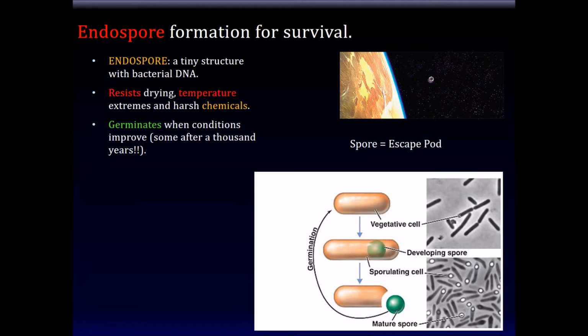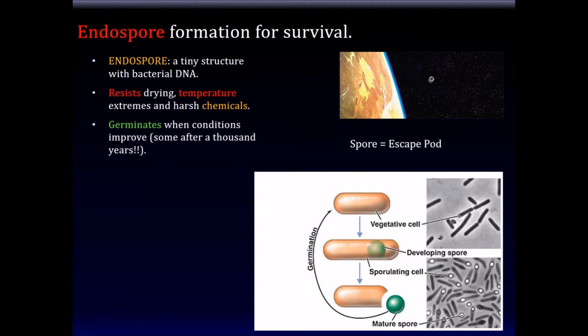Endospore formation for survival. Okay, when the going gets tough, you can kill the bacteria, but you can't kill the spores. It's a hibernating mode. So a spore is the tiny structure of the bacterial DNA. Okay, now look. If the bacteria says, okay, antibiotic coming, I better pack up my bags and make a spore. You know, what's the most important part of the bacteria, you think?